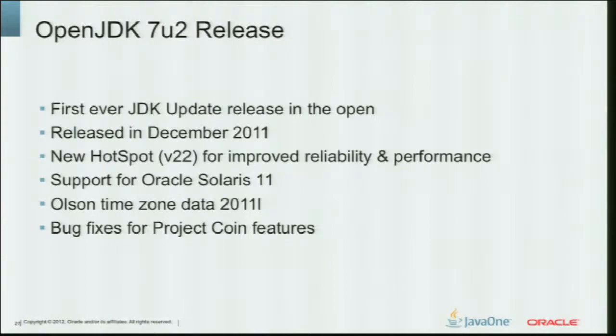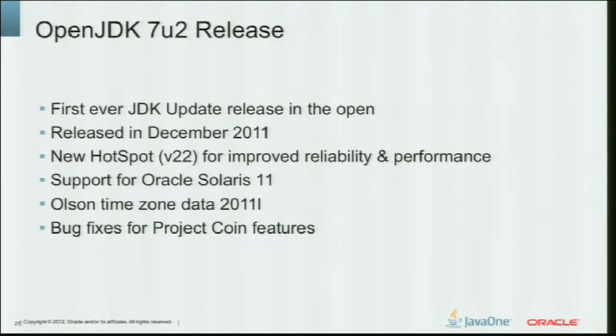Since this was the first normal release after 7, we had some bug fixes for interesting 7 features. So Project Coin, for those of you who know it, had some really nice language changes in 7 that are simple and small, but even if it's simple and small, you can still have bugs. So there were 2 bugs that we actually fixed in the first OpenJDK 7 update release. And then, of course, all kinds of other bug fixes and updates to information we carry as part of the JDK, for example, the time zone database.